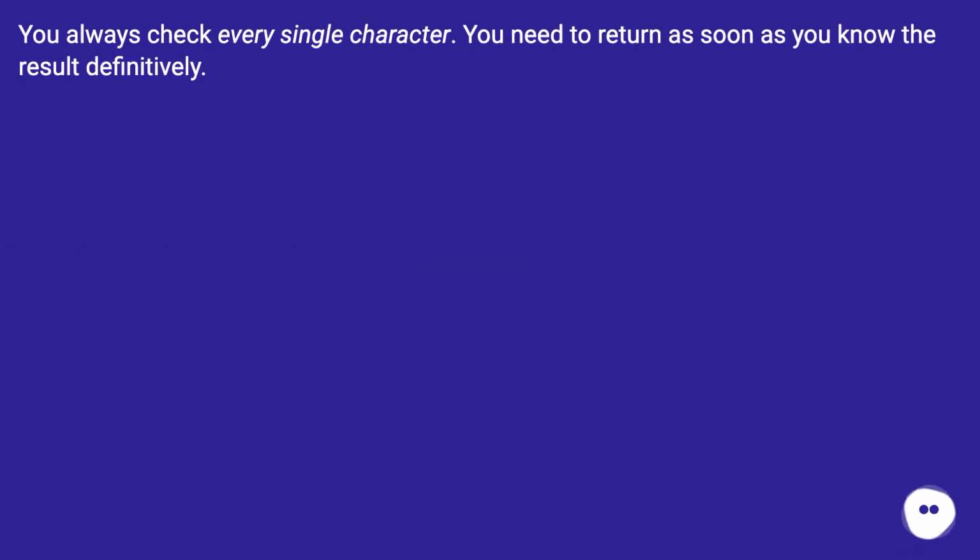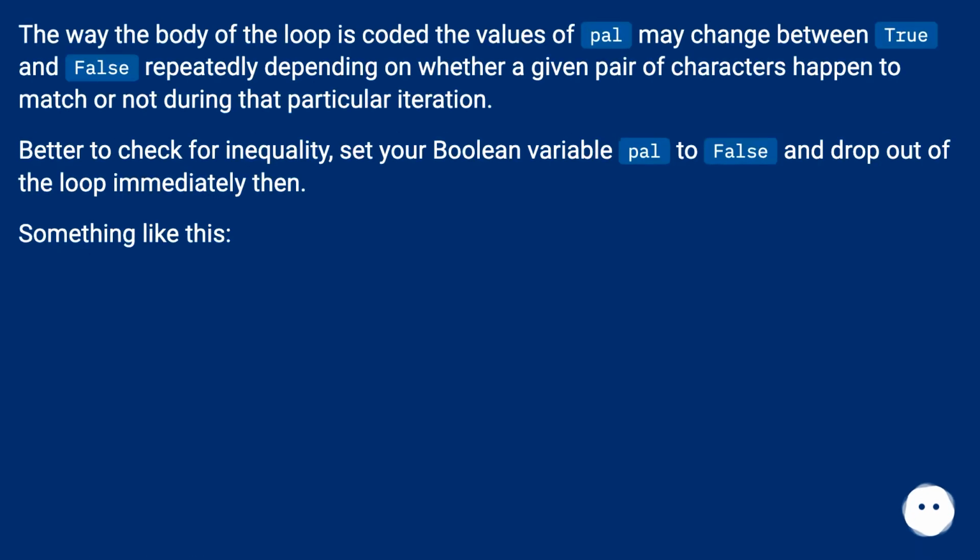You always check every single character. You need to return as soon as you know the result definitively. The way the body of the loop is coded, the values of PAL may change between true and false repeatedly depending on whether a given pair of characters happen to match or not during that particular iteration. Better to check for inequality, set your boolean variable PAL to false and drop out of the loop immediately then. Something like this.